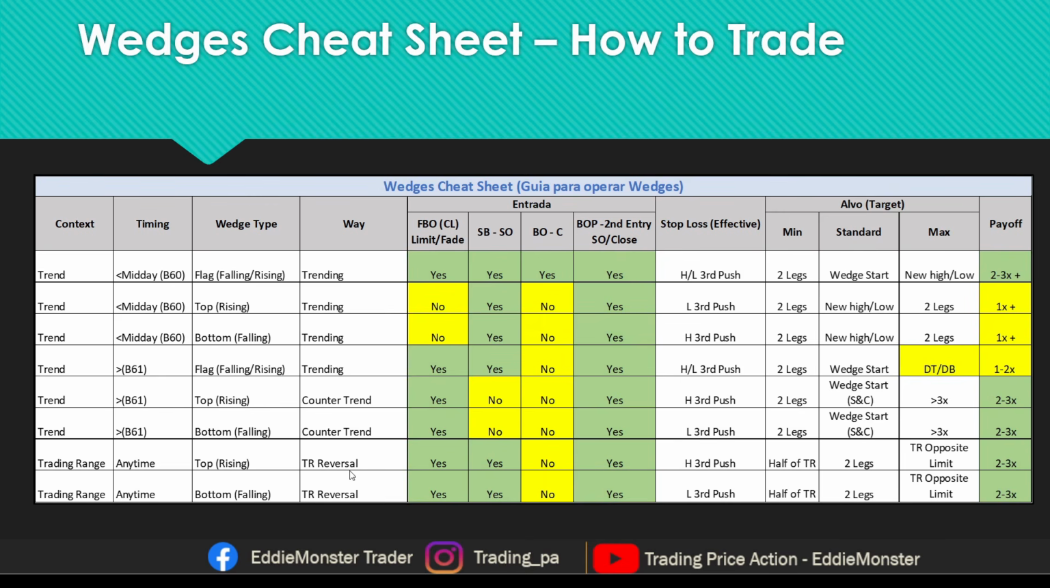So we'll see that, and then the minimum target that I'll recommend is half of the trading range, or 2 legs, right? Basically 2 legs, or even the max will be the opposite limit. So you can bet for the high or the low of the trading range. Basically, it's that, and it is a good payoff. Good payoff. We'll see those examples, right?